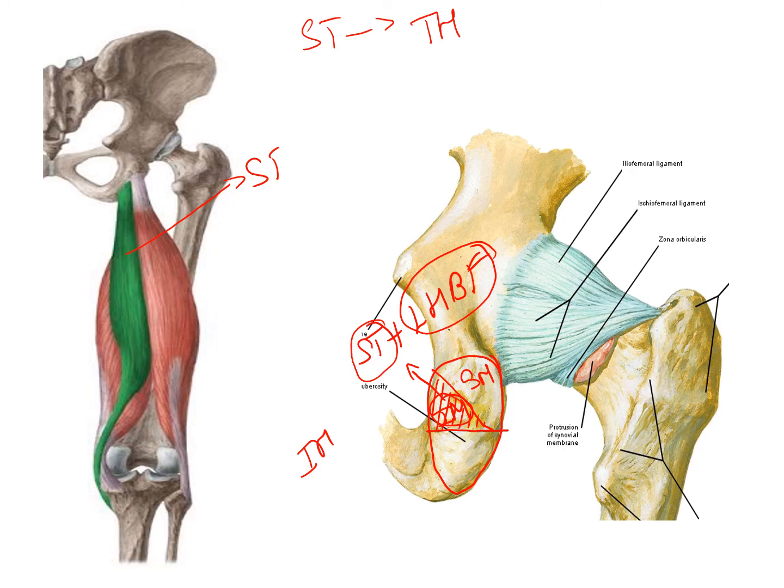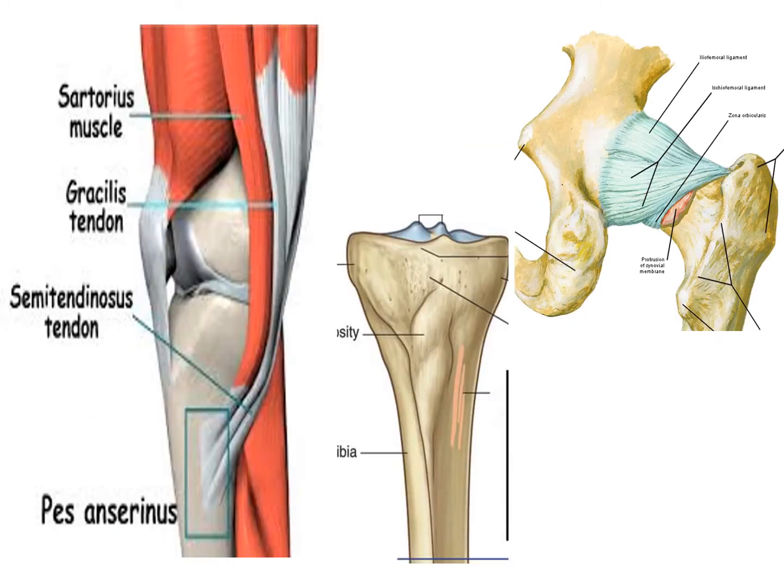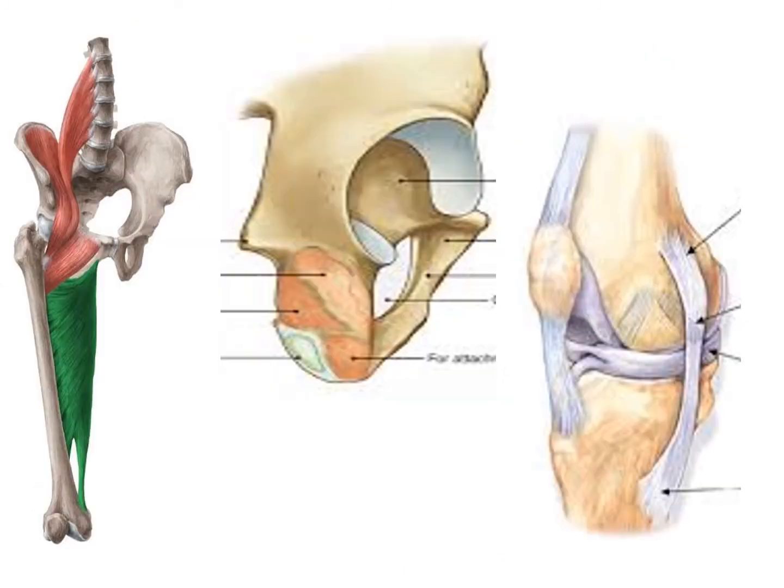Now let us see the insertion of semitendinosus. You all can appreciate here, obviously because it's a hamstring muscle, it has to attach either to the tibia or the fibula. The semitendinosus muscle attaches to the upper medial aspect of the tibia along with two muscles, which are sartorius, gracilis, and last is the semitendinosus. So that was about the semitendinosus.